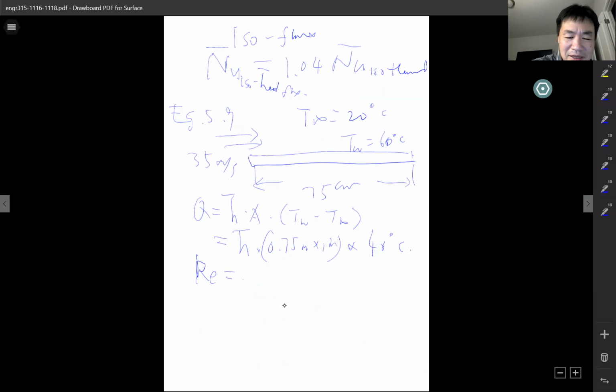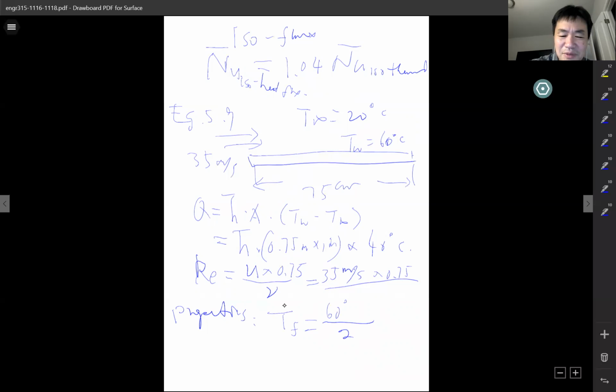What is the Reynolds number? Velocity times the length, total length is 75 centimeters, divided by viscosity. Velocity is 35 meters per second times 0.75. What is the viscosity? You need the properties, so you need a temperature. What temperature do we use? Remember? Film temperature, so half of the surface temperature plus the ambient temperature. So it becomes 40 degrees.